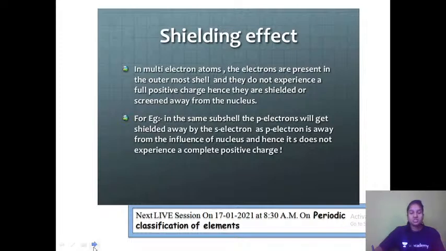The shells near the nucleus experience more shielding or screening compared to the electrons present in the faraway shells. The reason is that the shells near the nucleus experience more effective nuclear charge, whereas for the shells away from the nucleus, the nuclear force of attraction or effective nuclear charge is less. Hence the shells near the nucleus experience more shielding effect. These are the concepts we saw in the last class.